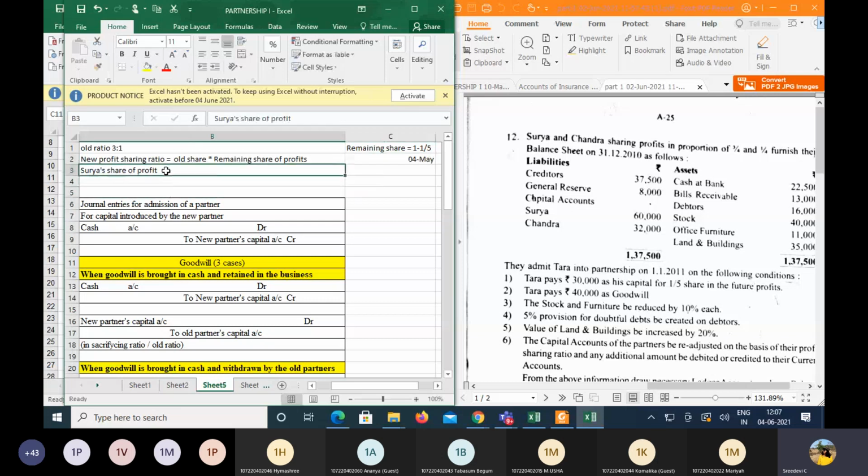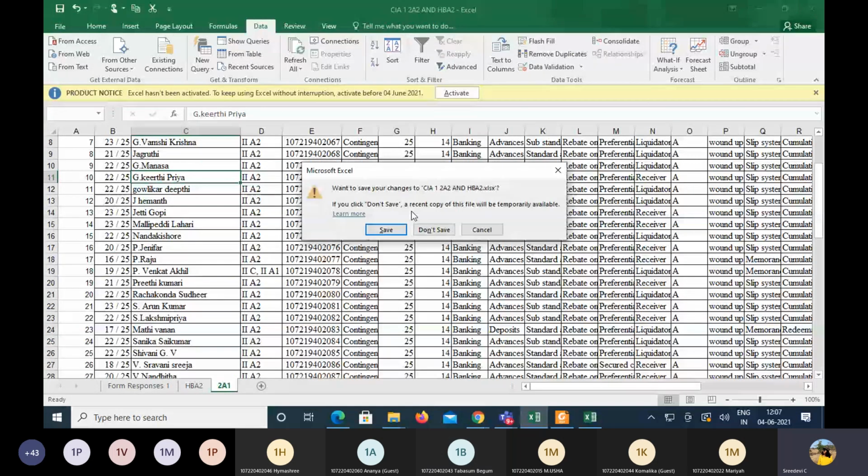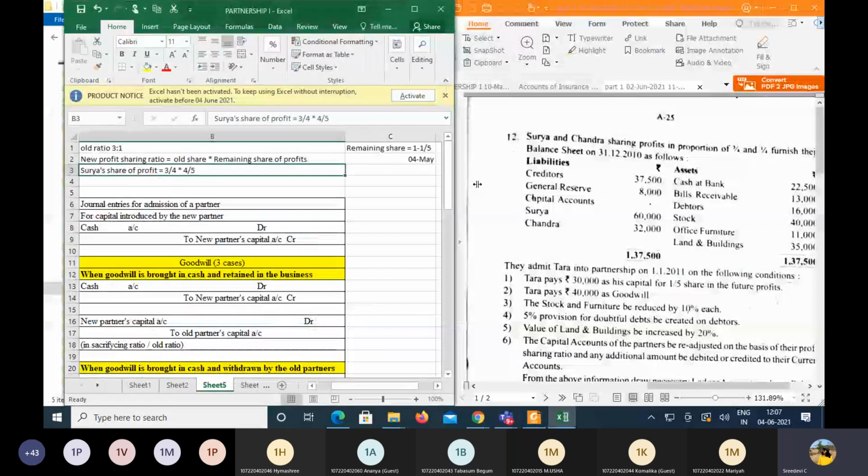Now to calculate Surya's share of profit here, what are we going to do? His old share is 3 by 4 into the remaining share 4 by 5, which is 12 by 20. So how much here will it be? 12 by 20.